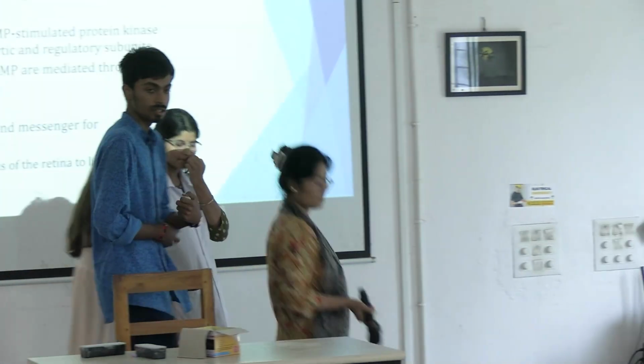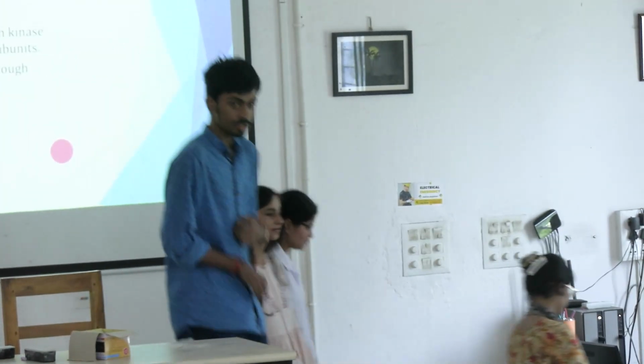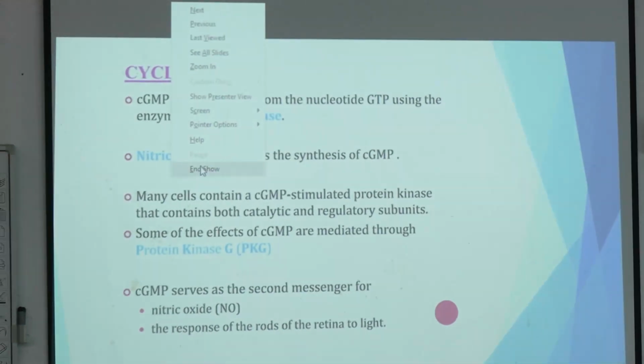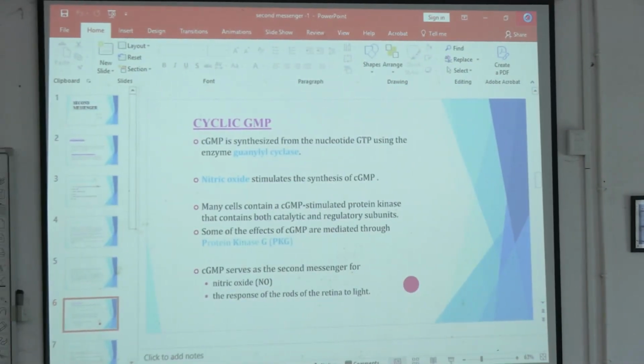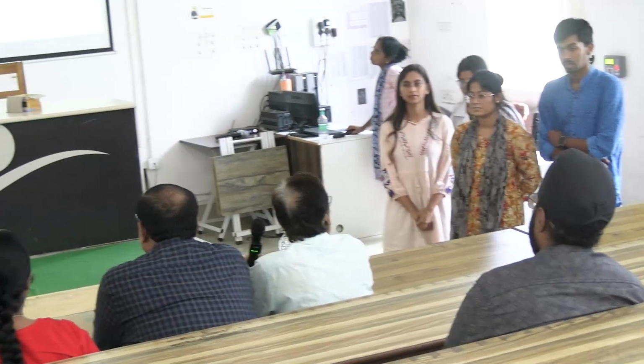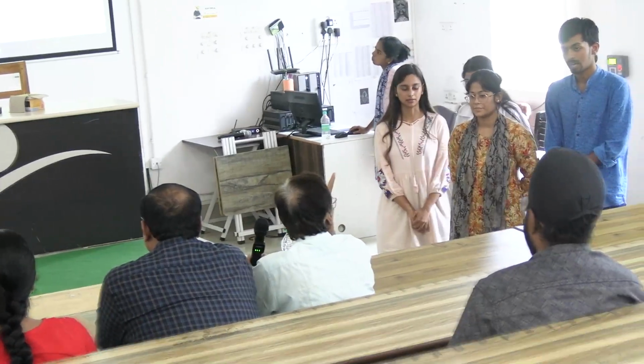Other than nitric oxide, there is another hormone whose second messenger is cyclic GMP, ANF, atrial natriuretic peptide or factor. Two hormones are mediated by cyclic GMP, that is nitric oxide and atrial natriuretic peptide.